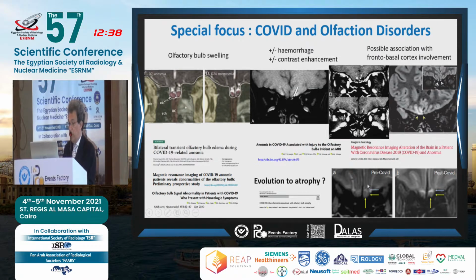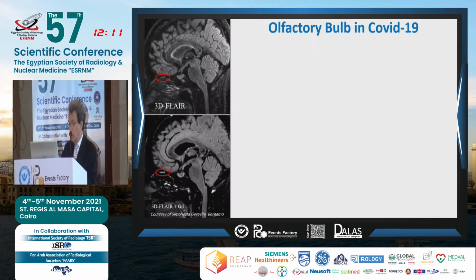So, this was a patient who was imaged before COVID, and you see here the volume of the bulb, and after COVID, much smaller. So the question is, is this an evolution to atrophy, or could it also be, in the first case, swelling? This case suggests that it is more either normal or edema, and then going into atrophy.